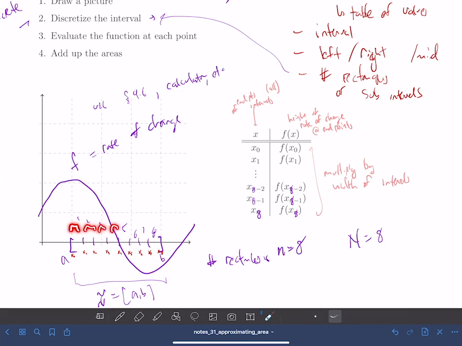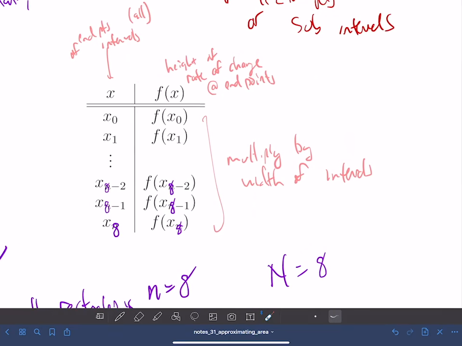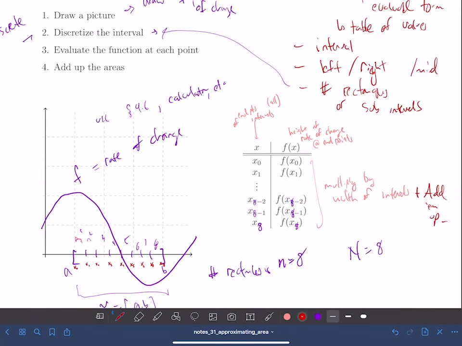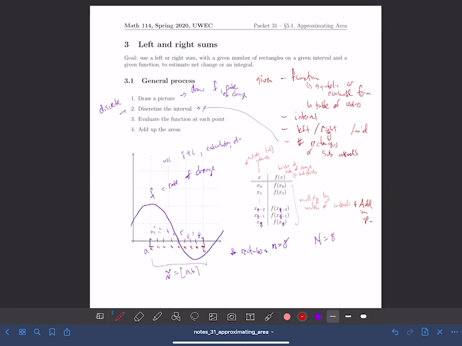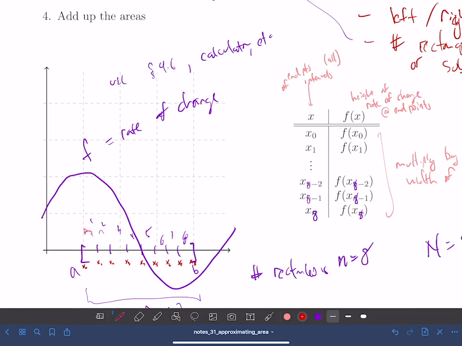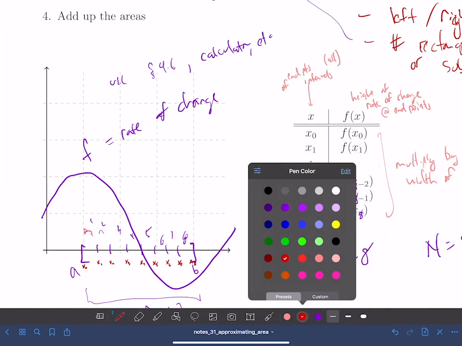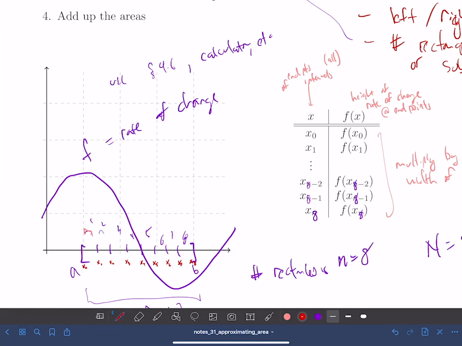How wide are those? We're going to call those delta x's or delta t or whatever your variable happens to be. Let's not get hung up on the name of the variable. So we're going to multiply each of those heights by the width of the intervals, and we're going to add them up. That's going to be our general process for doing these estimate the area under the curve problems. So what we're going to be doing is we're going to be choosing left or right. And let's say choose left on this one. And so my rectangles are going to look like this.